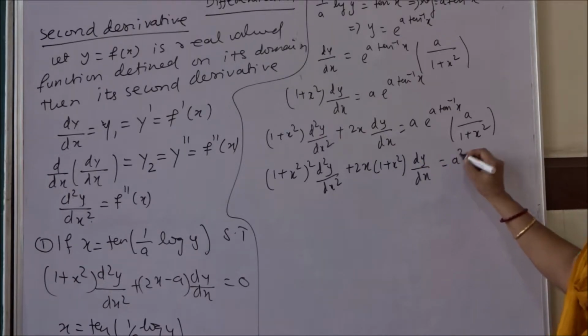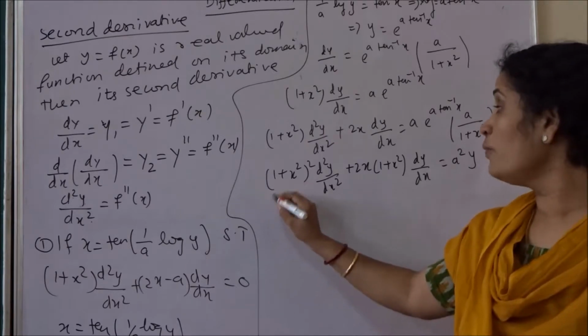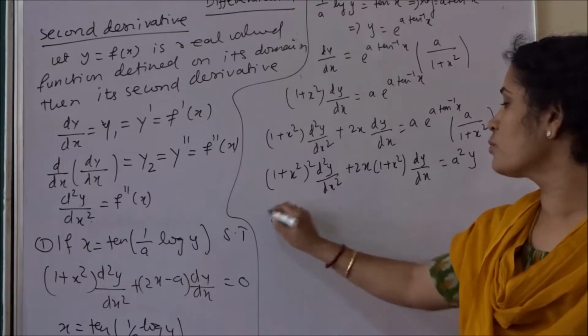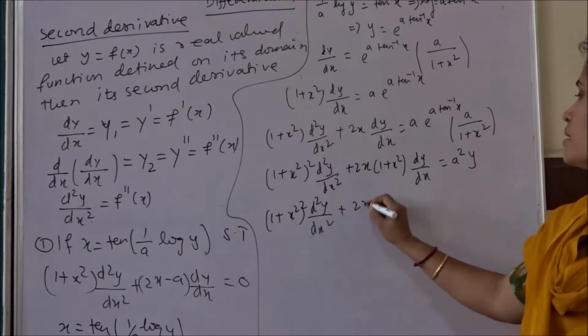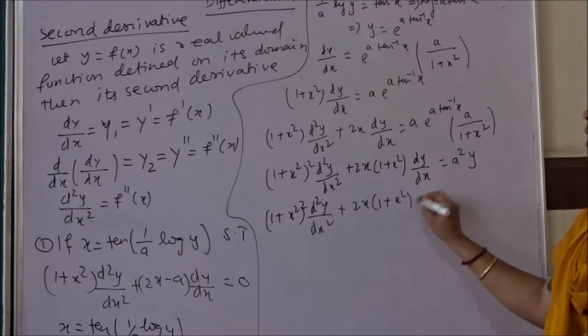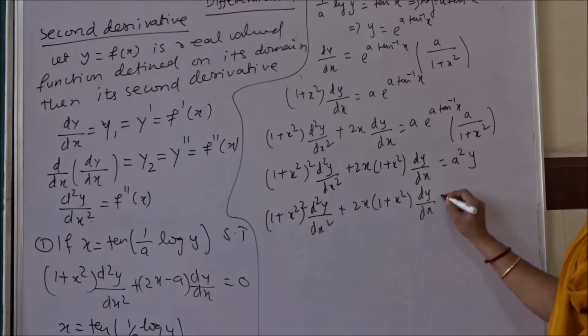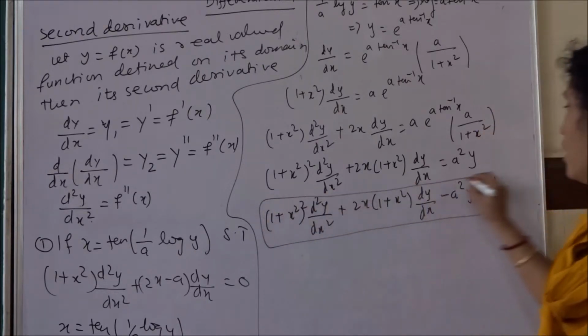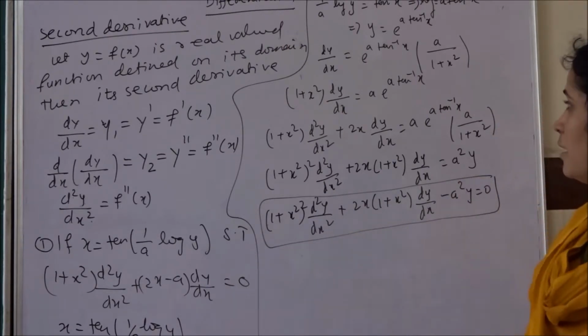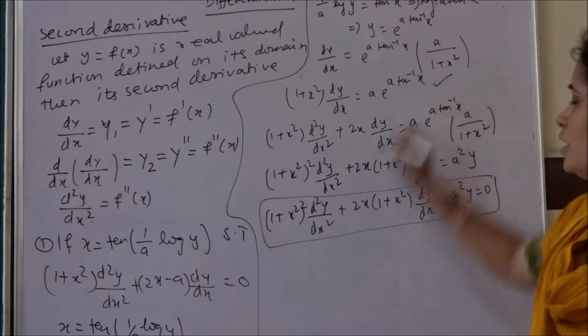Now that is equal to a square into y. It means I am proving there are two results here: 1 plus x square whole square, d square y by dx square, plus 2x into 1 plus x square into dy by dx, minus a square y equal to 0. This also we can prove. Now as per the question, what they are asking, you have to make a certain change here.